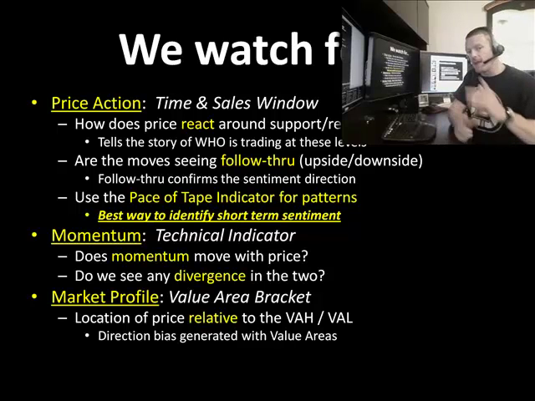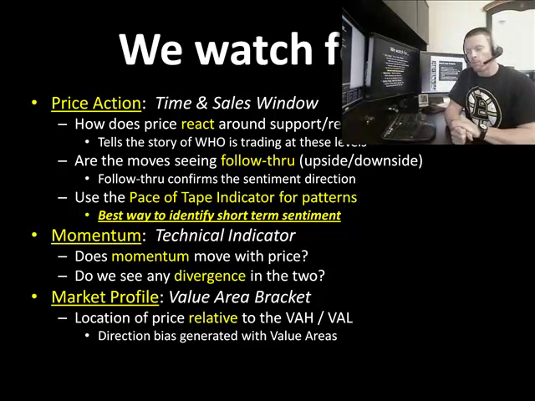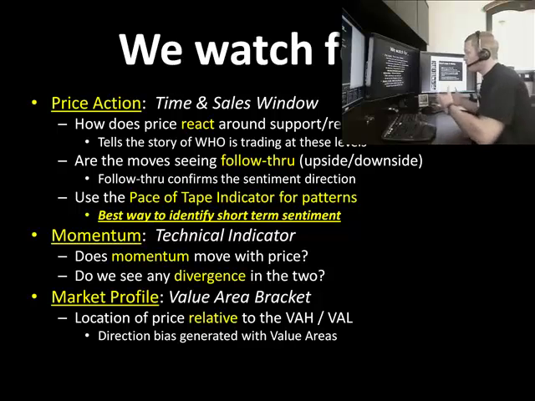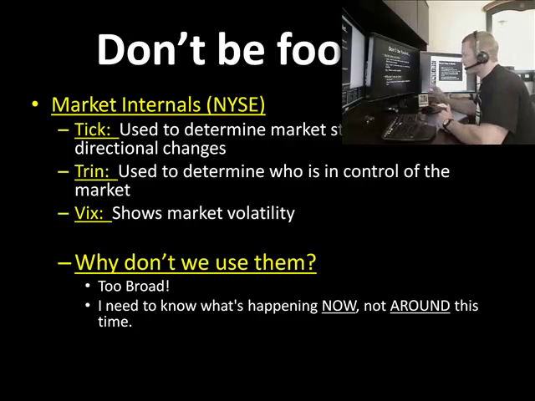And how about that very easy way using market profile? Market profile and the value area bracket. We look for the market profile bracket and then compare where current price is relative to the bracket. It gives a great directional bias by using those market profile value areas. So we watch 3 things: price action, which includes the pace of tape indicator, we watch momentum, and we also watch market profile.